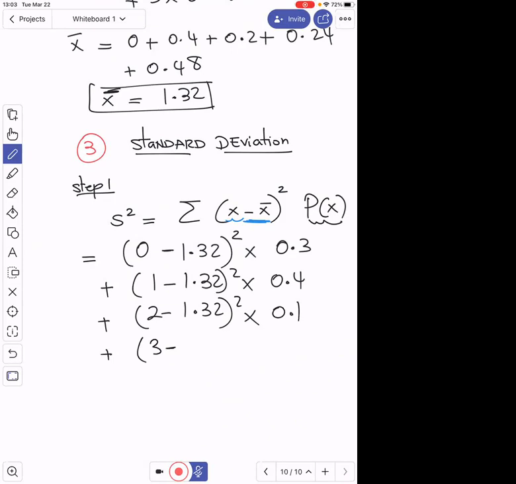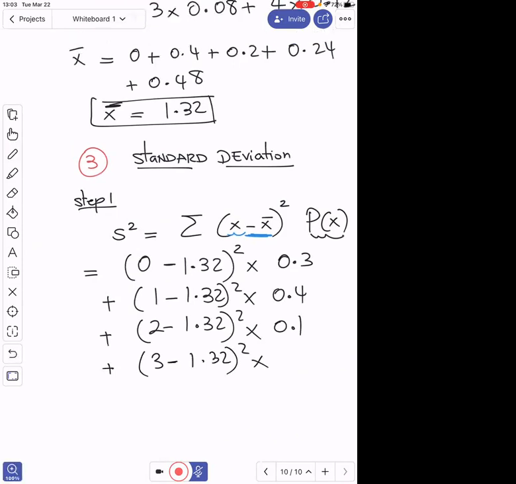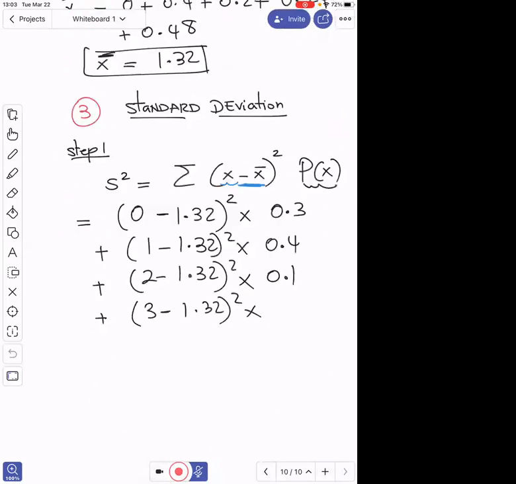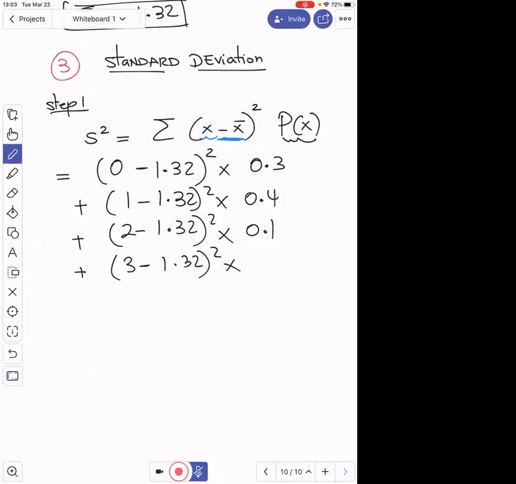3 minus 1.32 squared times 0.08, right? This is probably that X is 3, 0.08 times 0.08. And then finally, the last value of X is 4: same mean minus the same number, the mean times the probability that X is 4, that's 0.12.